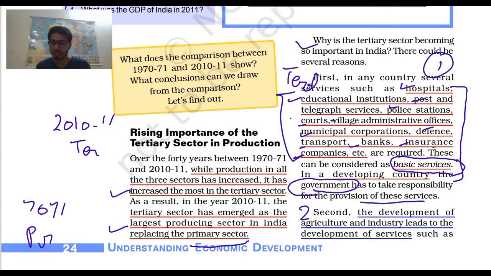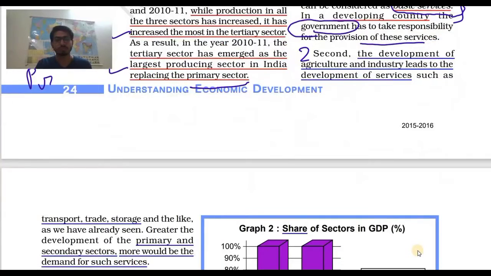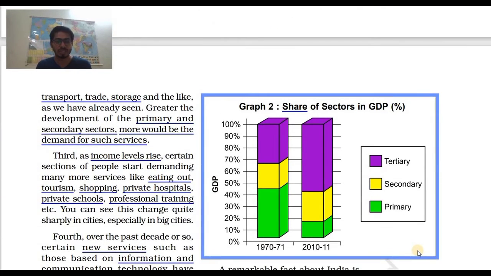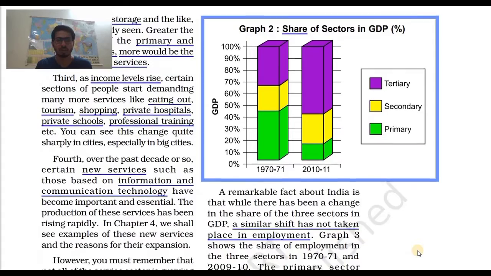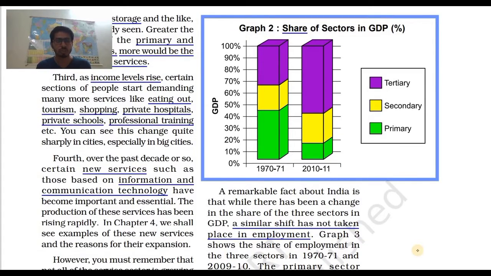The development of agriculture and industry leads to the development of services. So of course, primary, secondary sectors are growing. It will also help in the development of tertiary sector. So transport, trade, storage, and the like. So same kind of services which are increasing over the time. So greater the development of the primary, secondary sector, more would be the demand for these services, and you know this very well.